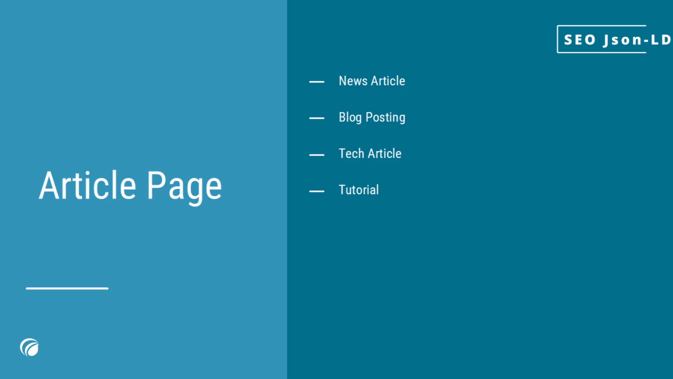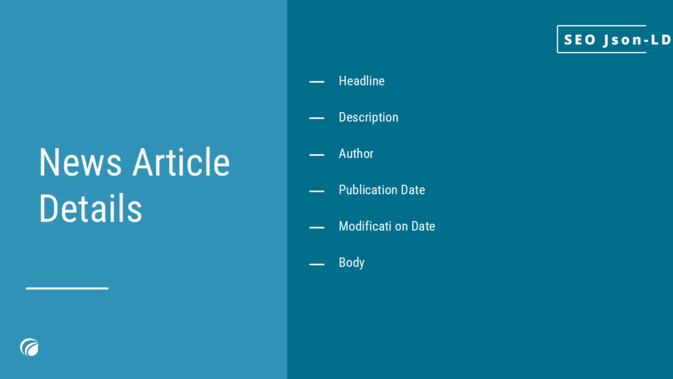Here's where things get quite interesting. An article page is for any piece of content that stands alone, like a blog post or a tutorial or an opinion piece or research papers. You define a headline, the description, author, the publication date, the modification date, and the article body. News article takes things even further with additional properties like a dateline, a print edition, a print section, etc.